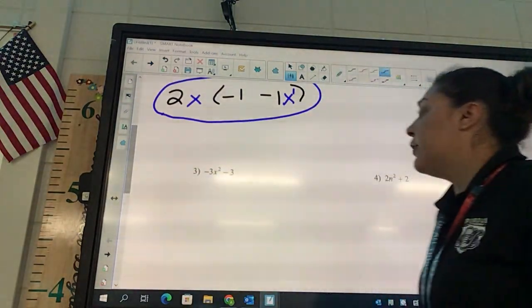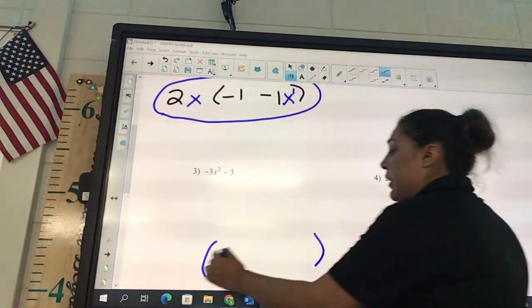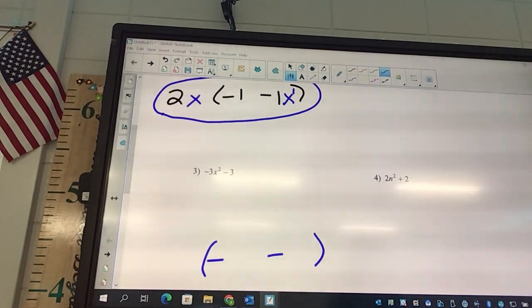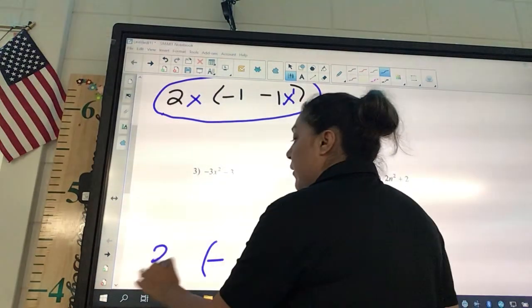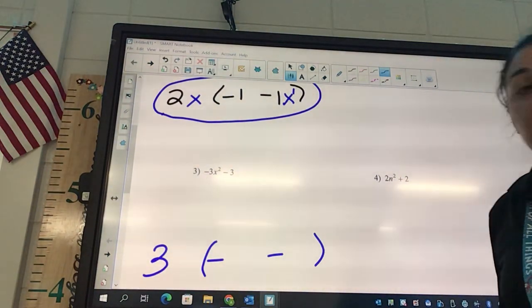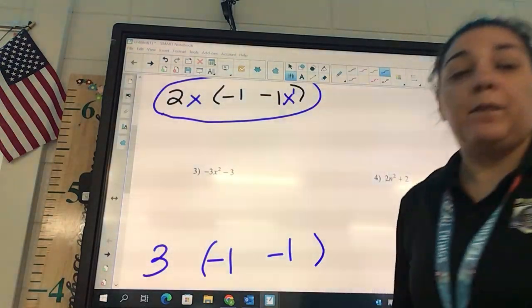Okay, if we look at 3, we're going to put our signs back. What's the biggest number I can pull between 3 and 3? 3. Okay, so 3 divided by 3 is 1, and then 3 divided by 3 is 1.